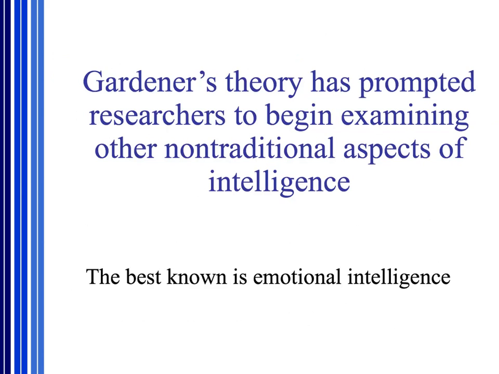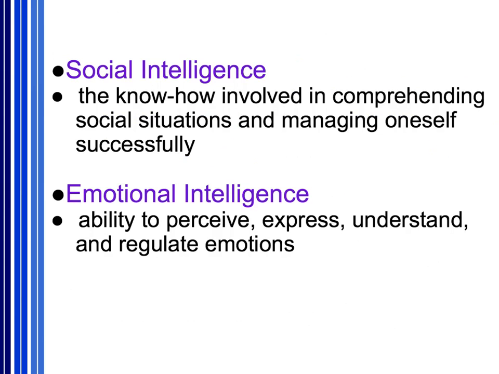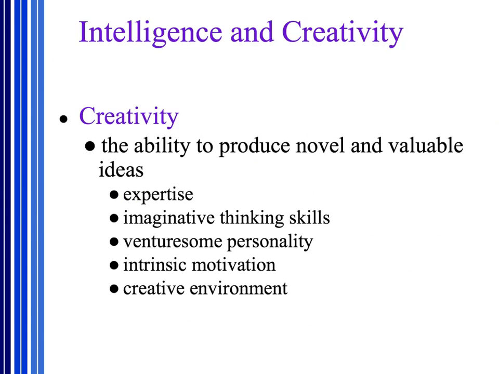The best known is emotional intelligence. So emotional intelligence is the ability to perceive, express, understand, and regulate our own emotions. It's self-control. We might get really frustrated at a test or might get really frustrated with our teacher, but we're able to control our emotions so that we can have more ease in our social interaction with one another. All right, social intelligence, this is just another word for interpersonal intelligence. And then creativity. Is intelligence and creativity linked?